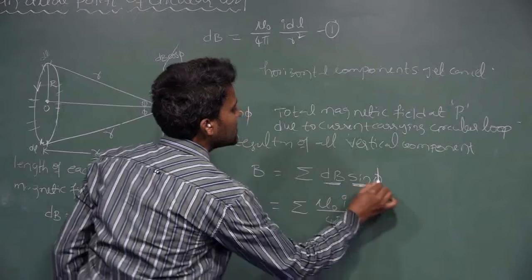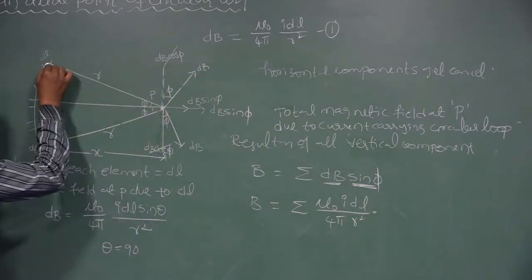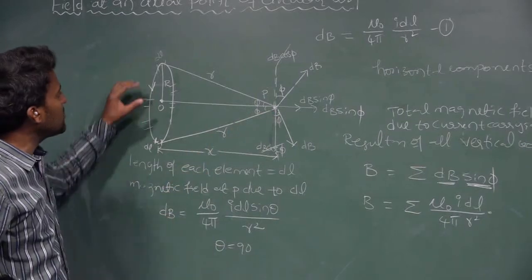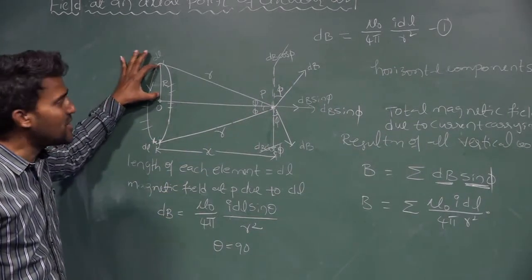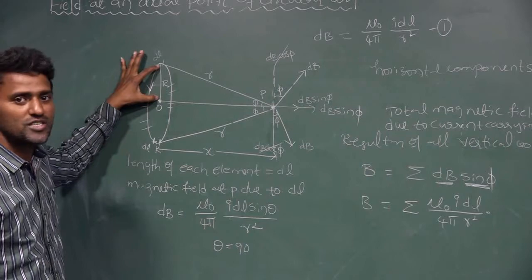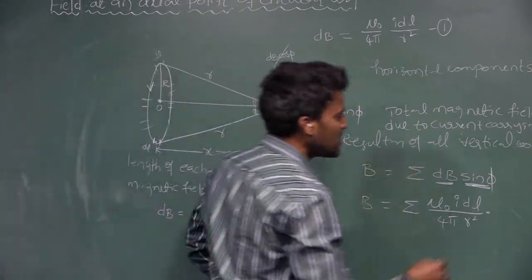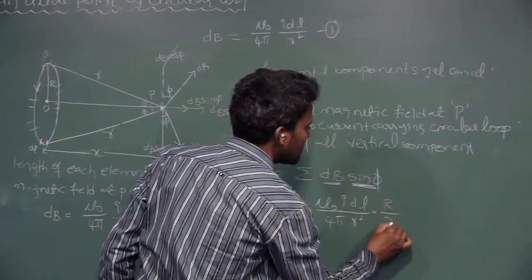What is sin pi? See here, this is a right angle triangle. Sin pi is equal to the opposite side by the hypotenuse. What is the opposite side? Capital R. The hypotenuse is the small r. So sin pi is equal to capital R divided by small r.